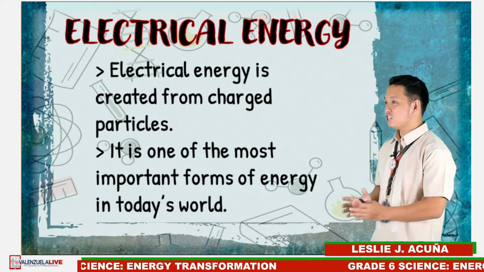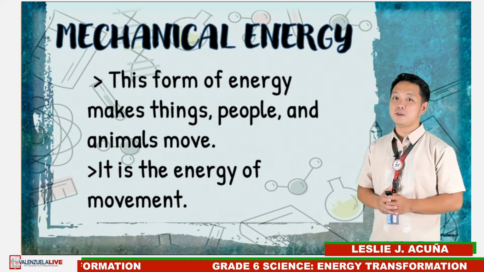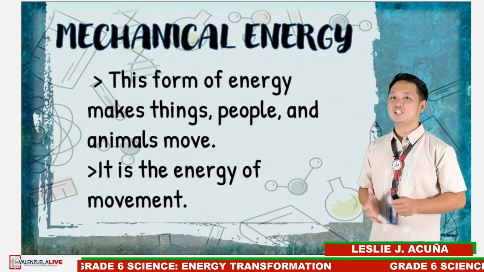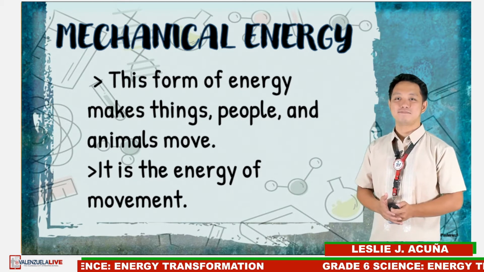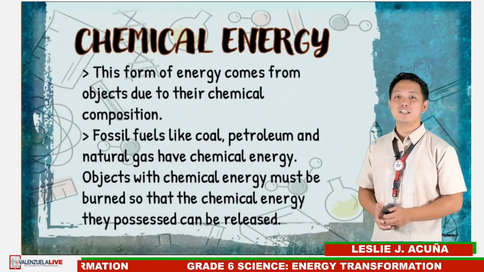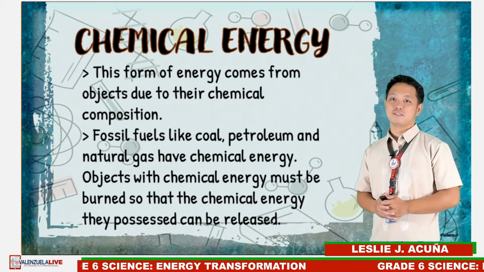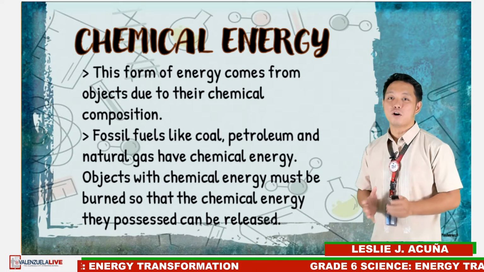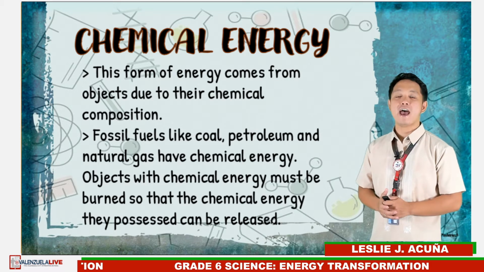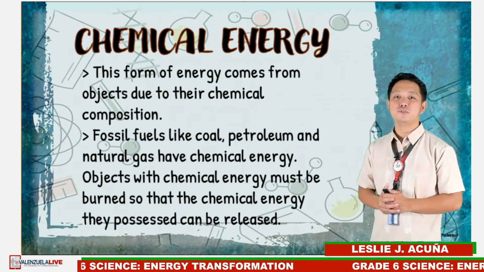While the mechanical energy, this form of energy makes things, people, and animals move. It is the energy of movement. While the chemical energy, this form of energy comes from objects due to their chemical composition. Fossil fuels like coal, petroleum, and natural gas have chemical energy. The same is true with the food we eat.